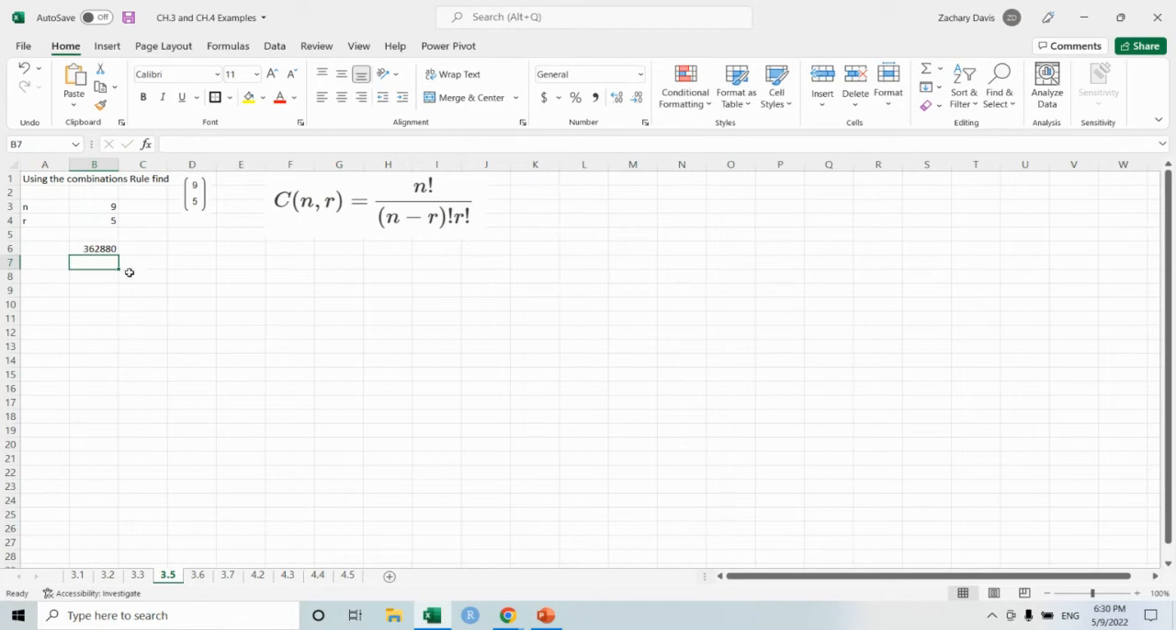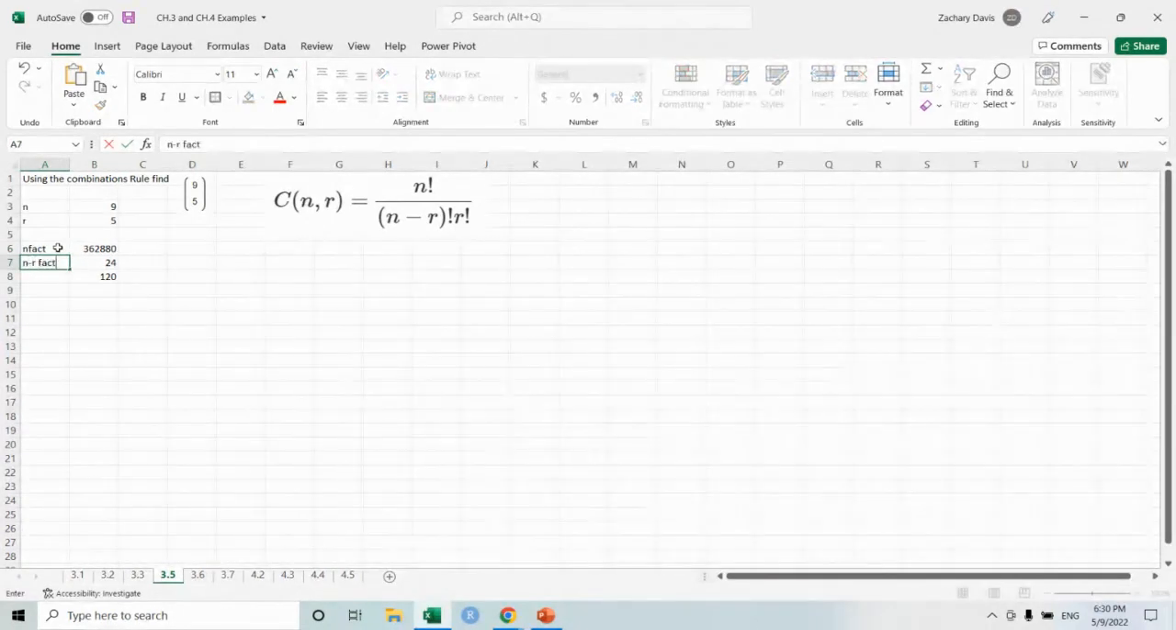And then we want the factorial of N minus R. So N minus R. And we want R factorial as the last. Okay, so that gives us those values. So this is N factorial, N minus R factorial, and R factorial.